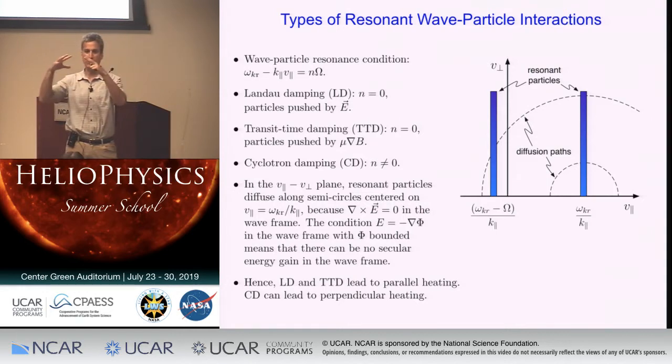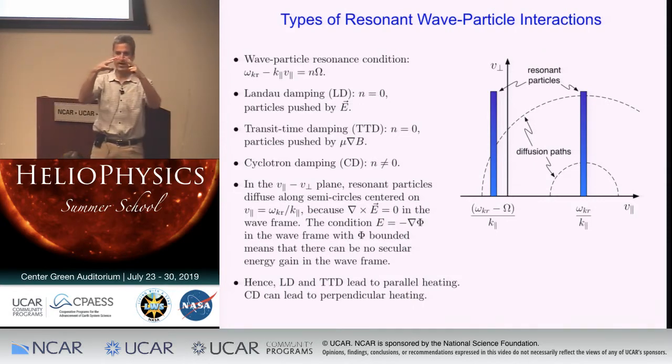So imagine you have a wave, like say a Langmuir oscillation, where you have an electrostatic potential that's moving in a certain direction at speed omega over k parallel. If the particle is moving at the exact same speed, it can surf the wave. It can gain extra energy by having this resonant, coherent interaction with the wave.